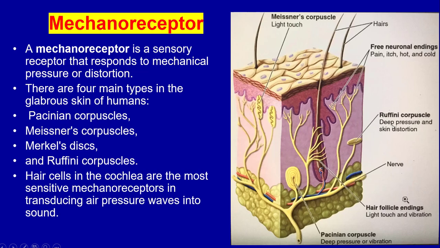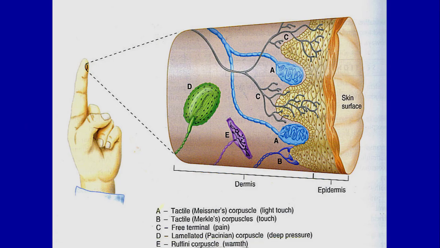Hair cells in the cochlea are the most sensitive mechanoreceptors, transducing air pressure waves into sound. These are the various receptors. Tactile Meissner corpuscles respond to light touch. This is the tactile Merkel corpuscle, which responds to touch. Free nerve endings, which are nociceptors, respond to heat and pain. Laminated Pacinian corpuscles respond to deep pressure. Ruffini corpuscles respond to warmth. So I will discuss these one by one.